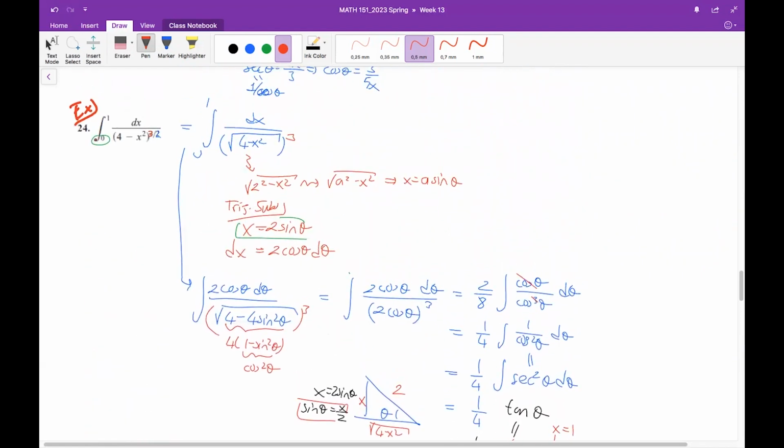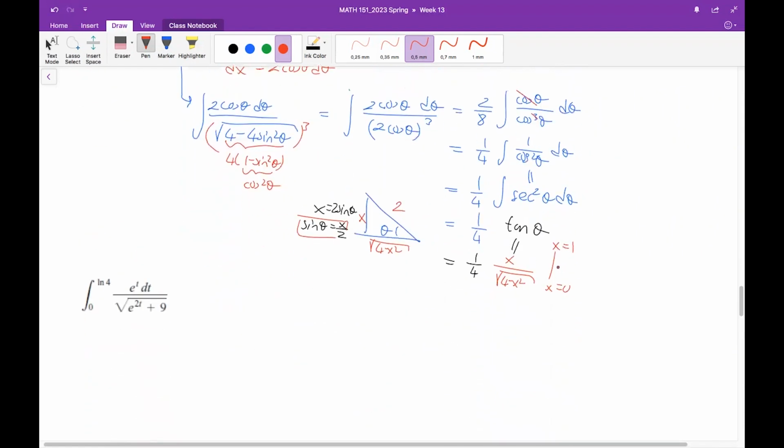And now you are safe to insert the upper lower boundaries for x only at this step. If you do it here from 0 to 1, this is completely wrong because 0 and 1 are not the boundaries for theta. Be careful. They are the upper lower boundaries for x. You can only insert those values for x. Okay, then the final result is 1 over 4, insert 1 first, then insert 0, and the result is 1 over 4 times square root of 3.